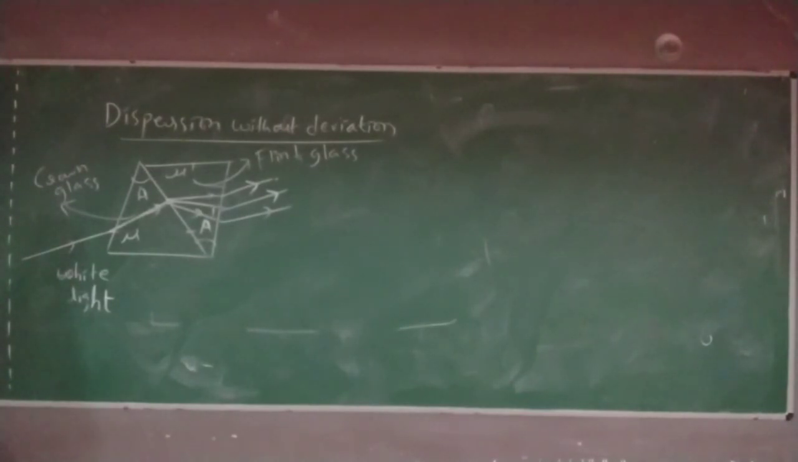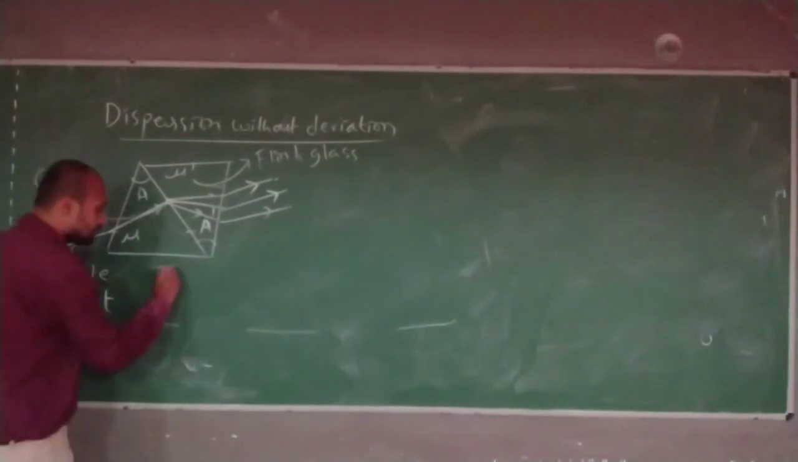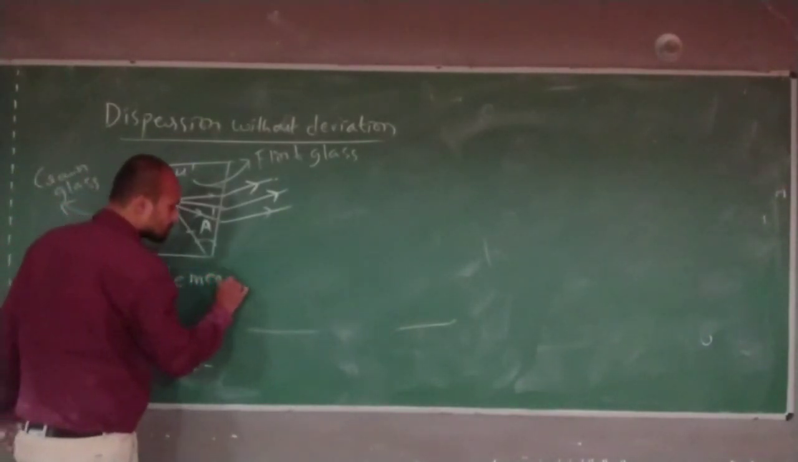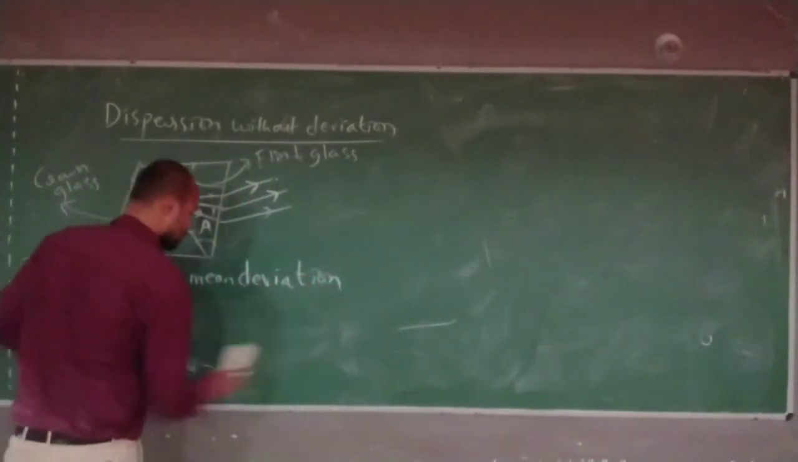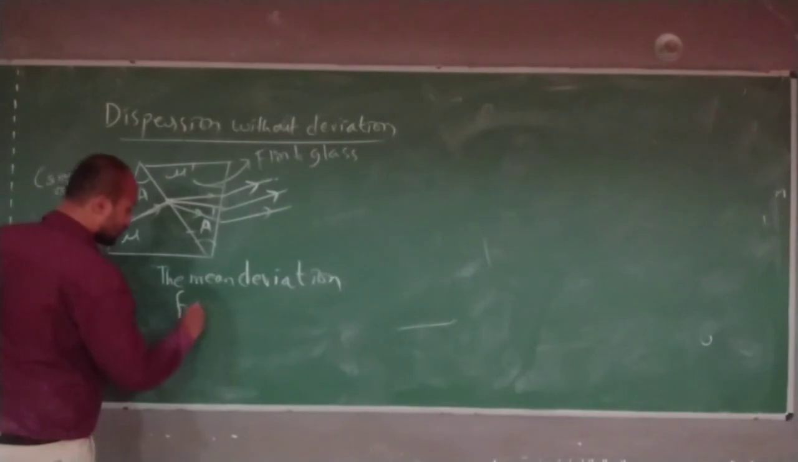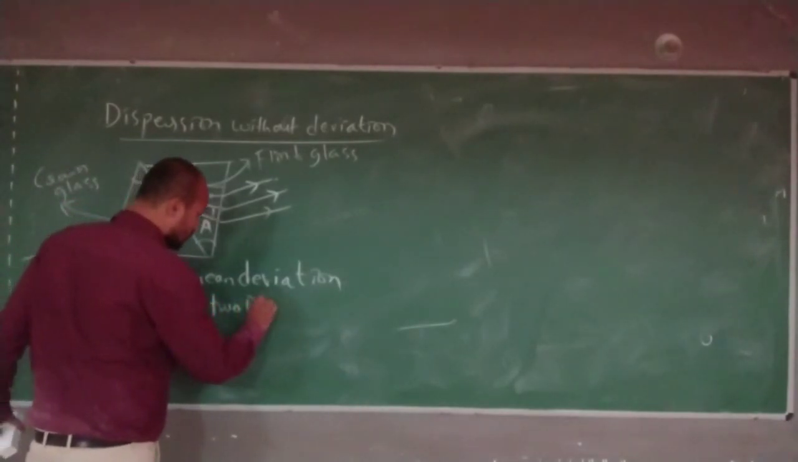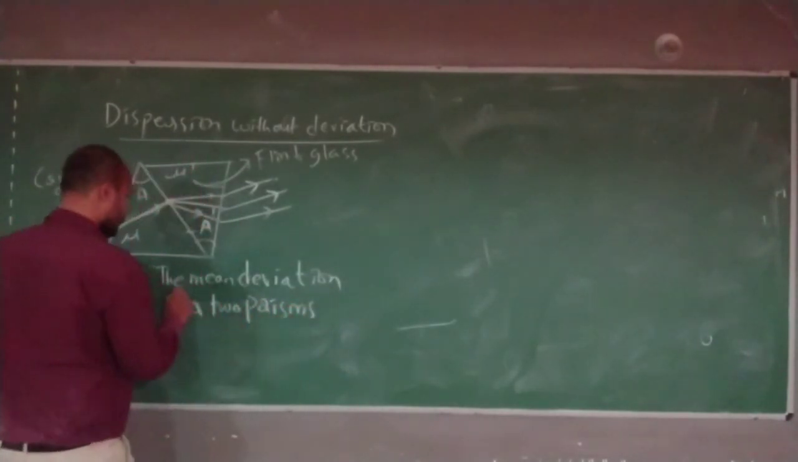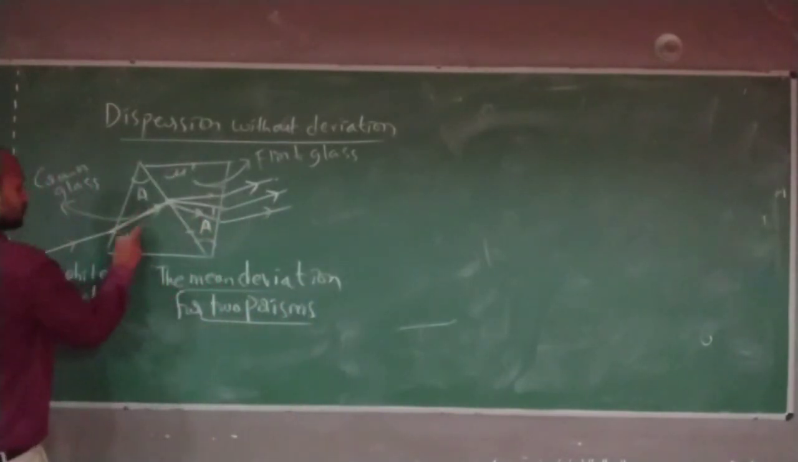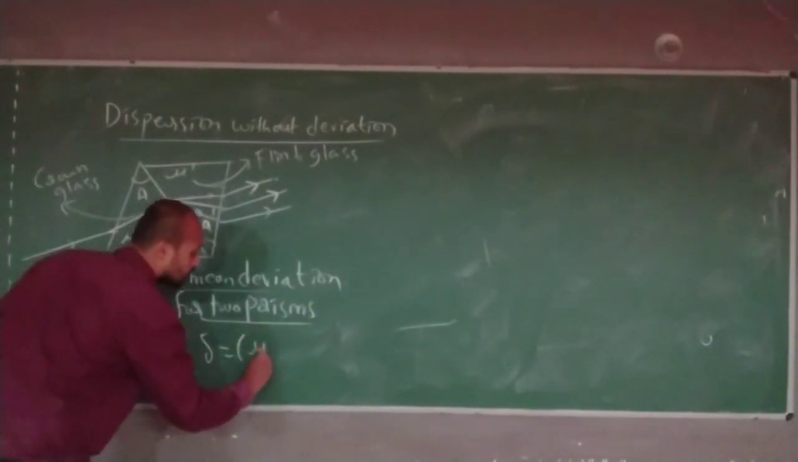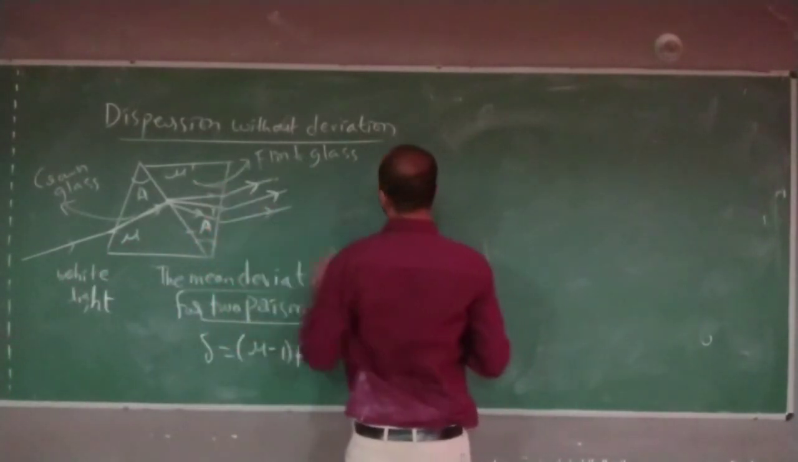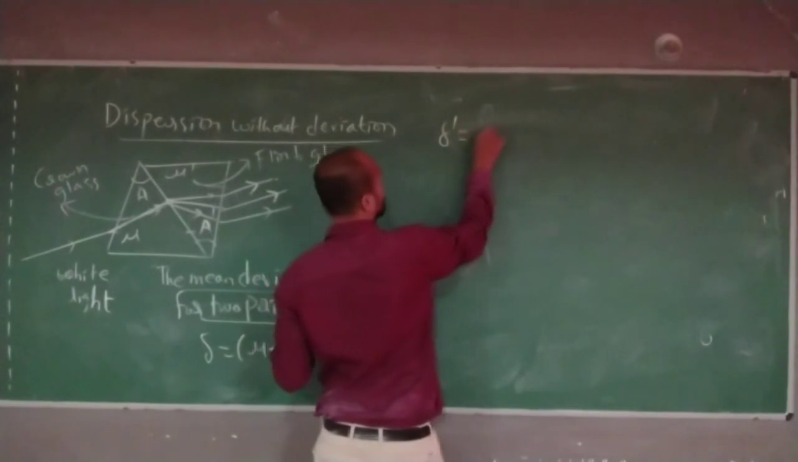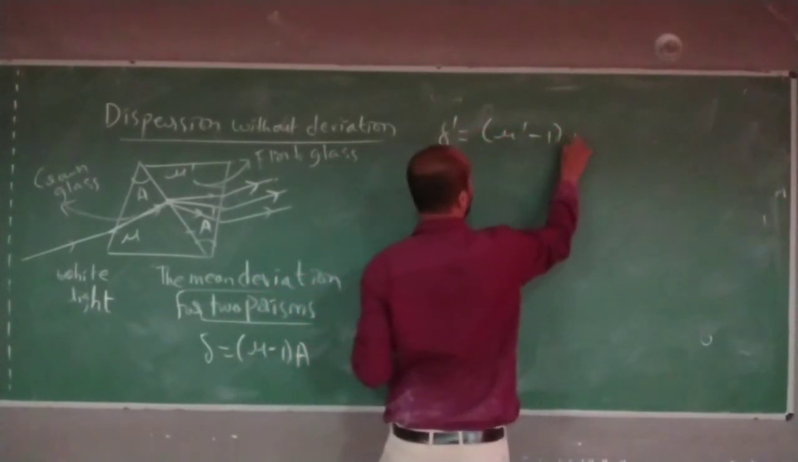So for this, what are the conditions? I can write the mean deviation for two prisms. For this prism I can write delta is equal to (mu minus 1) into A. For the second prism, flint glass, I will use delta dash. Delta dash is equal to (mu dash minus 1) into A dash.